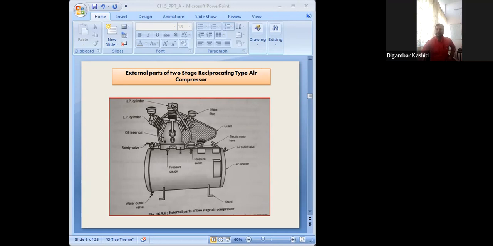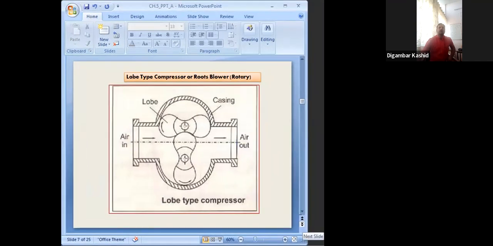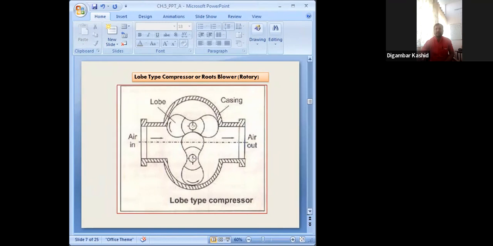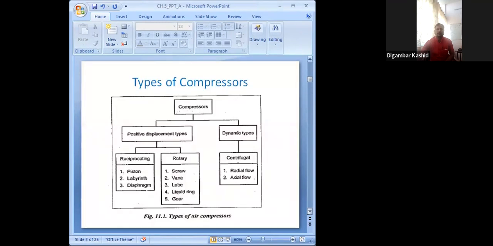Okay. Now let us go for the next one. Now lobe type. Under this rotary type air compressor, we'll go for first lobe, then vane and screw.